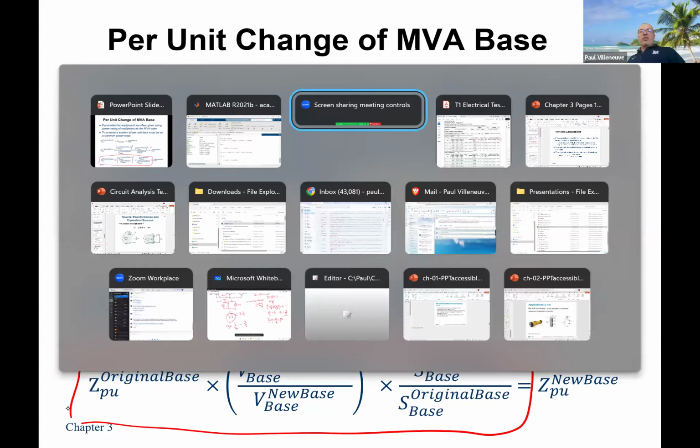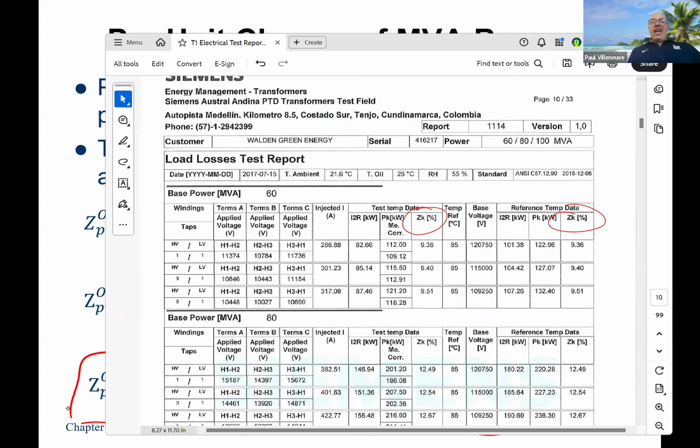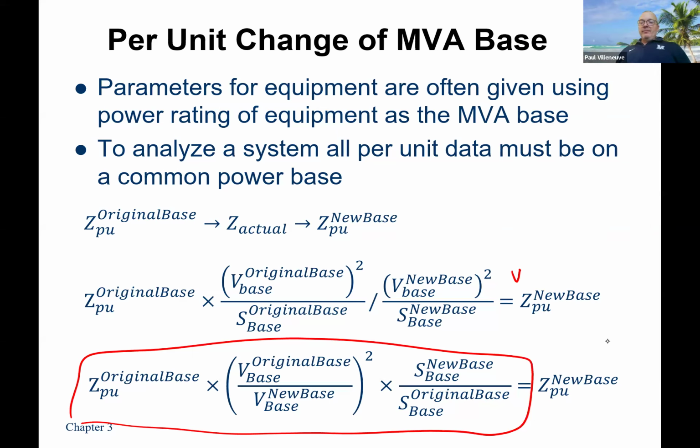And remember when we looked at our transformer over here, this 9.36 is based on that MVA, and the voltage is either 115 kV or 35.45 kV. Just depends on which side of the transformer it is. If those don't match the ones that you use for your system, you've got to convert those. So you convert those to actual by just multiplying by your original Z base.